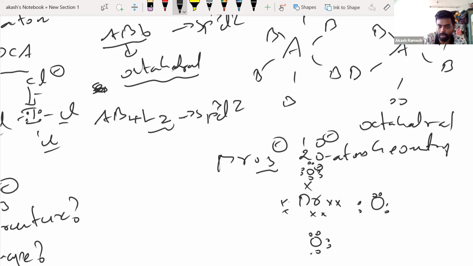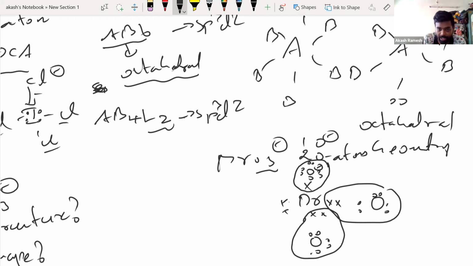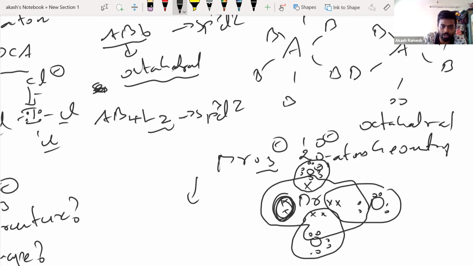There are 2 oxygen atoms and 1 O minus. Now this oxygen requires 2 more electrons to satisfy its octet. This oxygen requires 2 more electrons to satisfy its octet. And this oxygen requires 1 more electron to satisfy its octet because already 7 electrons are there. So now you see this will be the Lewis dot structure for this particular molecule. All you have to understand is there is a lone pair here.